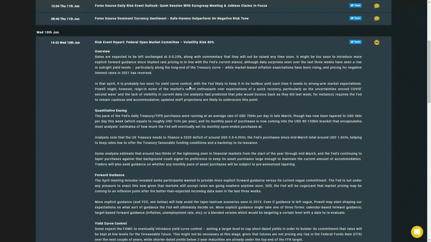For those of you that haven't seen this before, what Carlos is referring to is whenever we have a major upcoming event, like let's say a central bank meeting or a major economic data point, we usually prepare a risk event report or risk event outlook report for that event. Now, for these events, we will have a volatility risk measure that measures the expected volatility on a scale from obviously 0 to 100%. Now, the higher the number, the more market moving the event will potentially be. And the lower the number, the less market moving the event will potentially be.